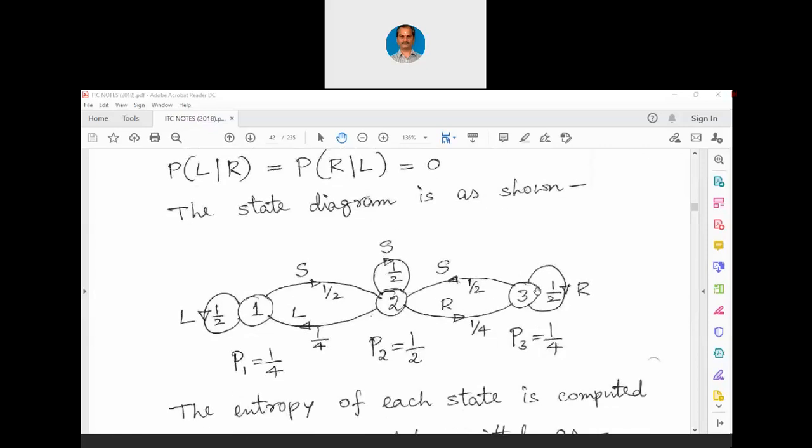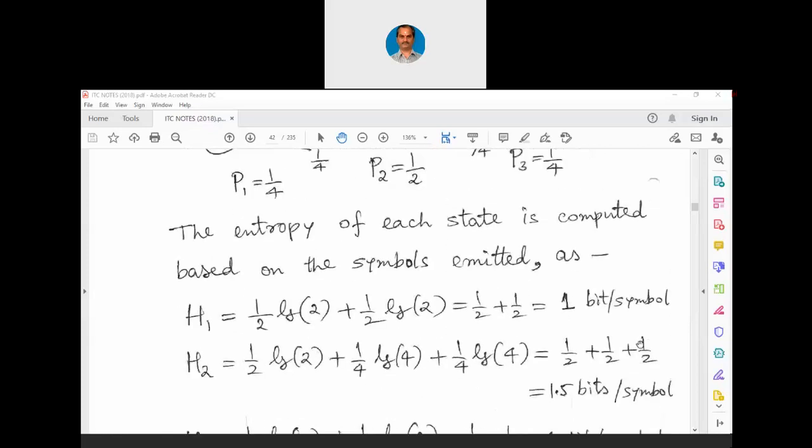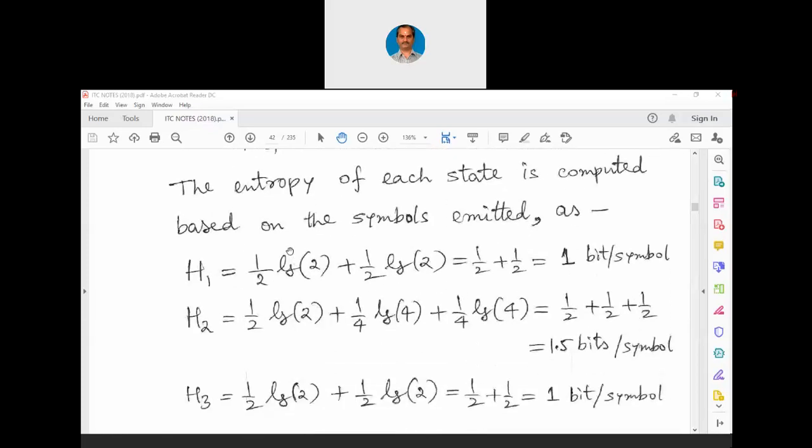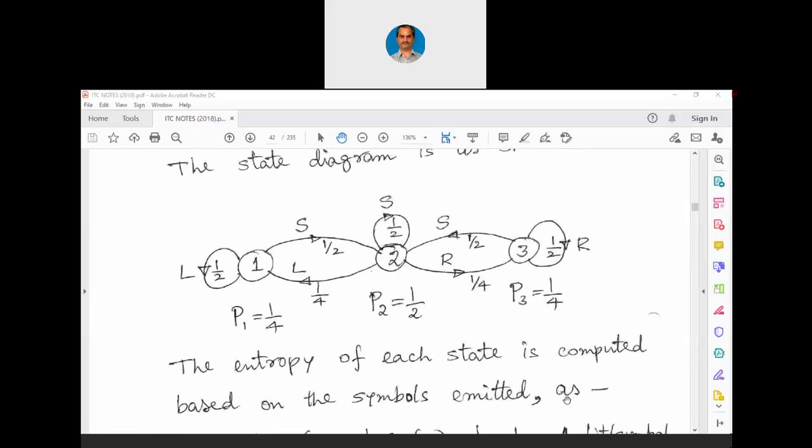So the entropy of each state is computed based on the symbols emitted as H1, H2, H3. H1 is half lg of 2 plus half lg of 2, which is half plus half, is 1 bit per symbol. H2 is half lg of 2 plus 1/4 lg of 4 plus 1/4 lg of 4 equals half plus half, is 1.5 bits per symbol. And H3 is half lg of 2 plus half lg of 2, is half plus half, is 1 bit per symbol.